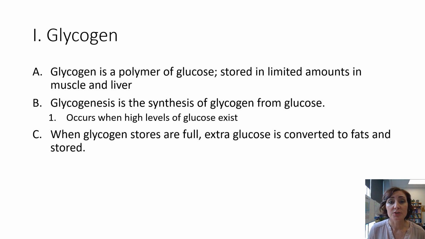When those glycogen stores are full and you can't fit any more glycogen in the muscle and liver, that extra glucose gets converted into fats and then can be stored indefinitely. As we all know, we are very good at storing fats.